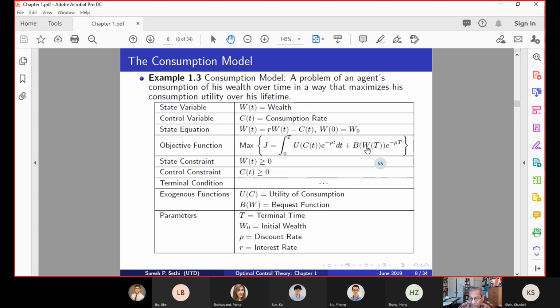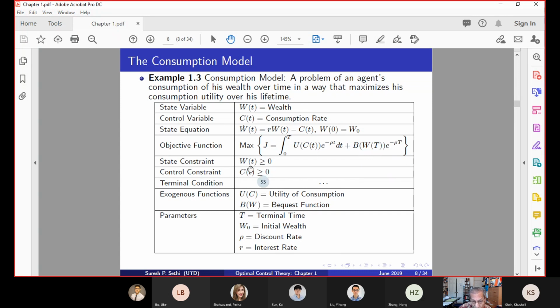So when I have some wealth left, that value is the bequest, which means that this is the wealth that, let's say, goes to your children, and you put some value on what goes to your children. So you want to maximize your utility of consumption plus your utility of what you give to your children. Together, you maximize. And that one can be discounted by the factor at capital T. And then you have an objective function.